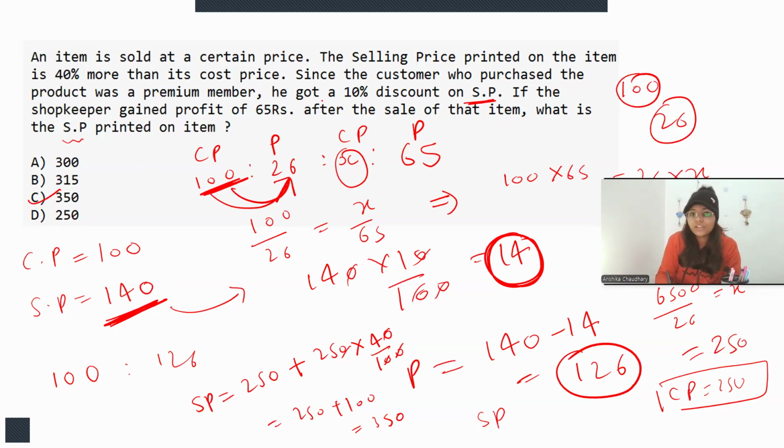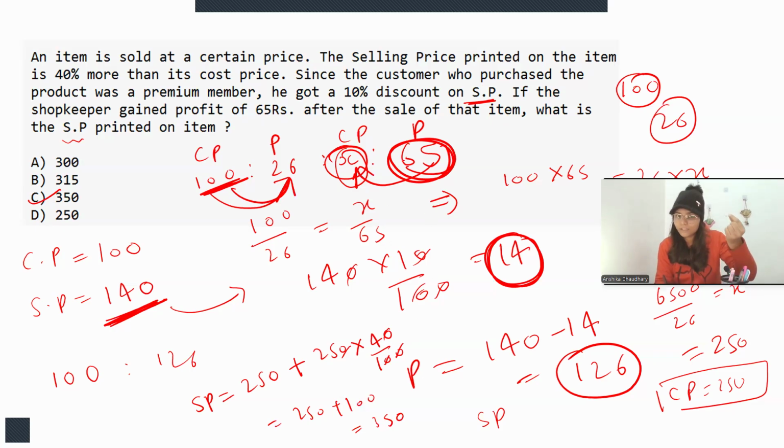Now according to the question, it is saying that if the shopkeeper gained a profit of 65 rupees, what was the SP? But to find SP, first we need CP because we have the ratio of these only. So we will find out CP. How can we find out CP? It was simple, we just cross multiply. Right? Then once we have found CP, we will put it in the same equation.